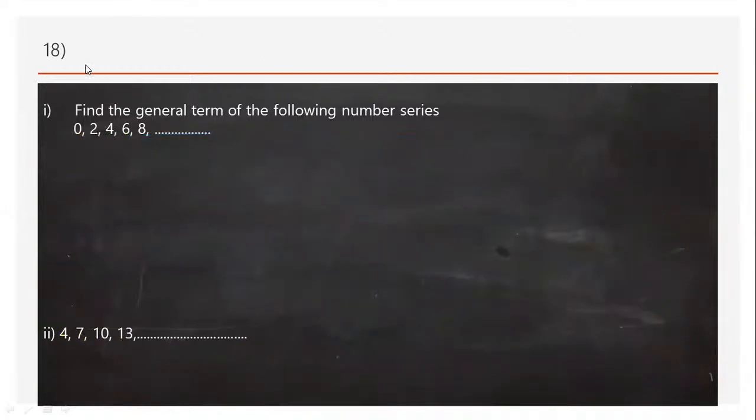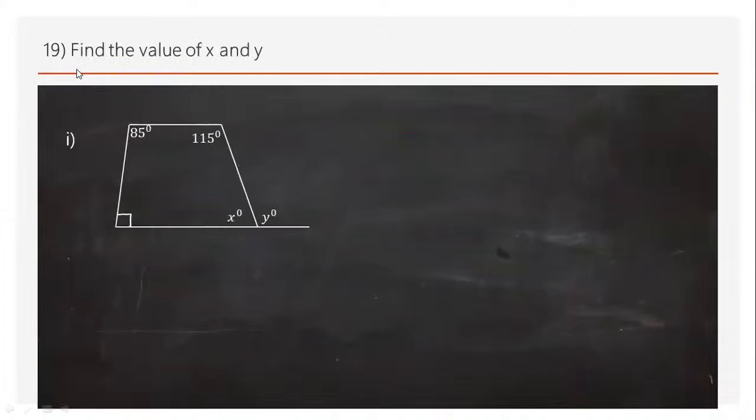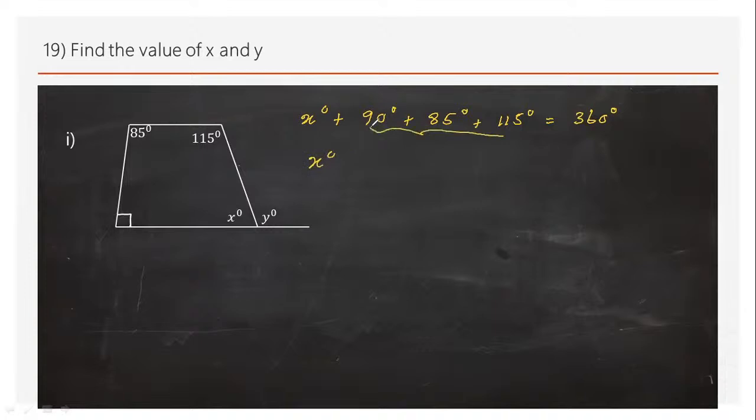Next question. Find the value of x and y. Two unknowns are here, right? Then you have to find x first. x plus 90 plus 85 plus 115 equals 360. Angles in the quadrilateral add up to 360. x plus all of these.